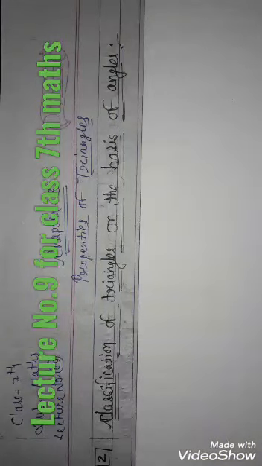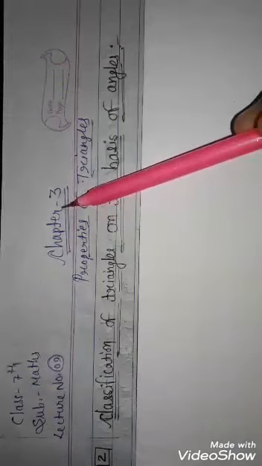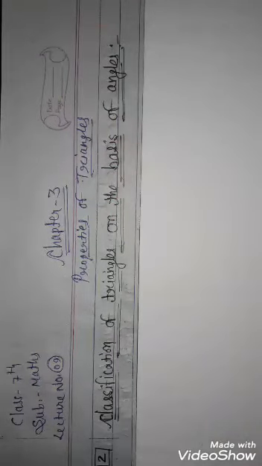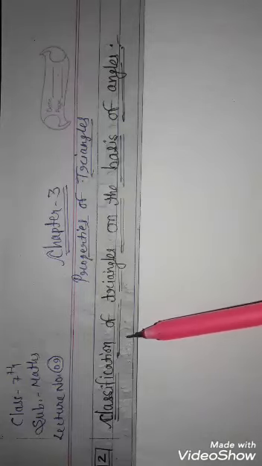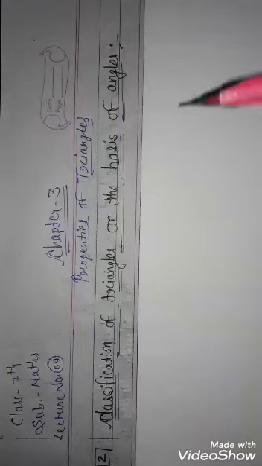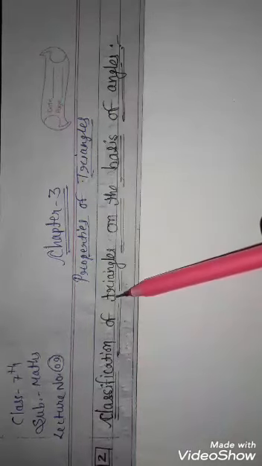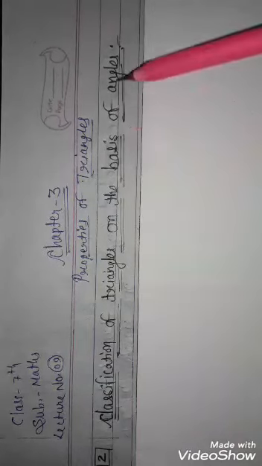Today we are going to start the continuous question class for class 7 maths. This is lecture number 9 for chapter 3, properties of triangles. In the previous lecture, you all did the first classification of triangles on the basis of arms and sides. Today we are going to start a new type: classification of triangles on the basis of angles.